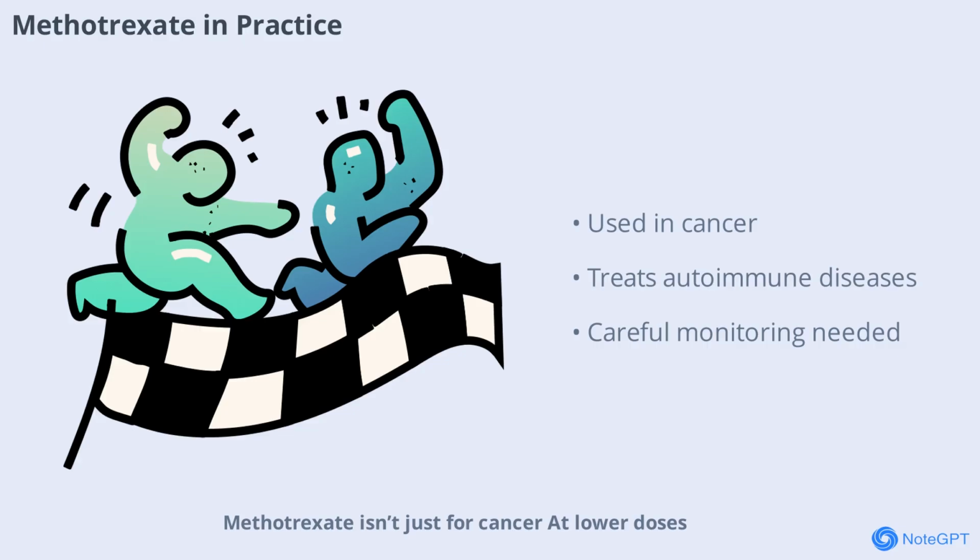Methotrexate isn't just for cancer. At lower doses, it's also used to treat autoimmune diseases like rheumatoid arthritis and psoriasis. In cancer, it's most commonly used for acute lymphoblastic leukemia, osteosarcoma, and non-Hodgkin lymphoma. The dose and schedule depend on the disease being treated, and careful monitoring is essential to avoid side effects. Methotrexate's versatility and effectiveness make it a vital tool in both oncology and rheumatology.